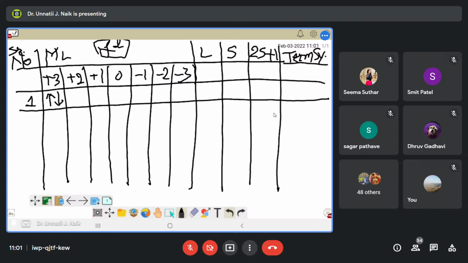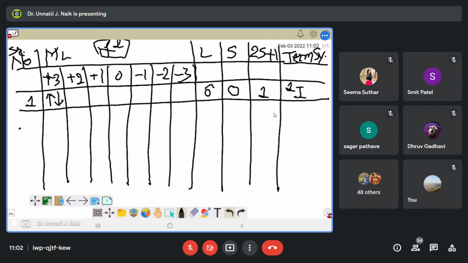Now, for example, I am considering the first arrangement like this. One is up, one is down, but both of them are in plus 3. So, according to our calculation and explanation, our value of L will be 6, because both the electrons are in plus 3. S equal to 0, because one is up and one is down. Total 2S plus 1 equal to 1, and your term symbol will be 1I, because it is 6. So SPDFGHI you follow, and here it is your term symbol 1I.